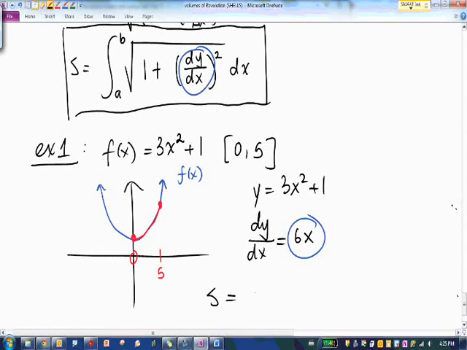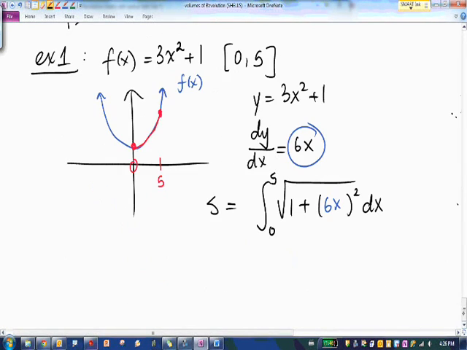So the arc length is going to be the integral of the square root of 1 plus dy/dx squared, which is really 6x quantity squared, times dx, and the bounds are going to go from 0 to 5. Now in some textbooks you're going to work this out by hand, but just go ahead and calculate on your calculator to get your final answer.